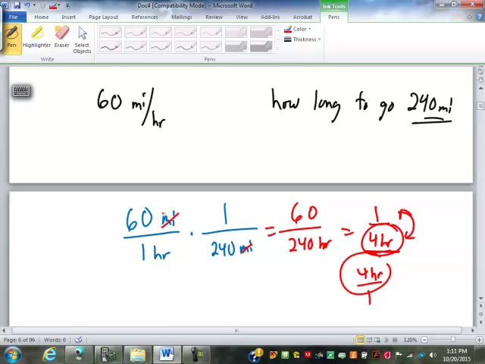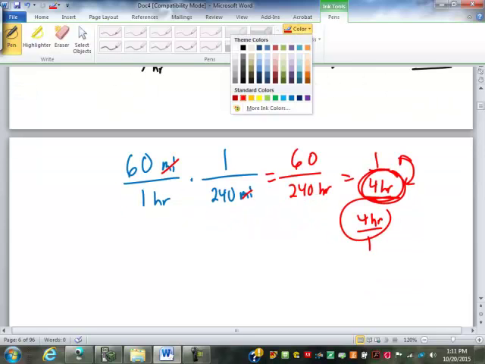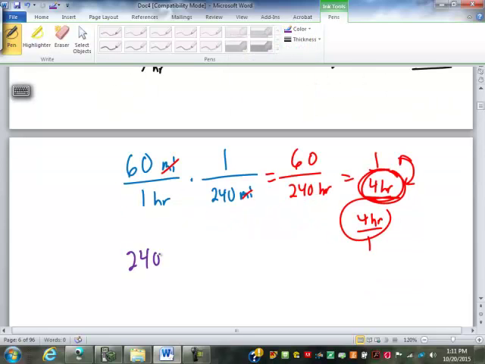What I did is I did this incorrectly. But I got 1 over 4 hours, so the 4 hours is my answer. If I were doing this correctly, I should have done 240 miles, convert it into hours by putting miles down here and hours up here. 1 hour is 60 miles, because 60 miles per hour.